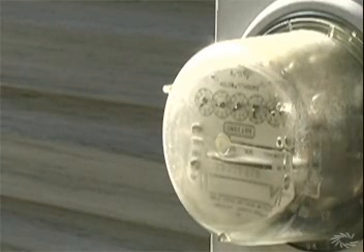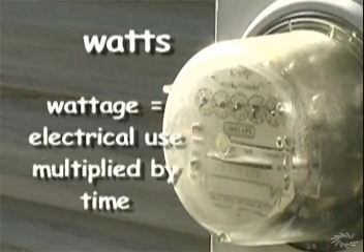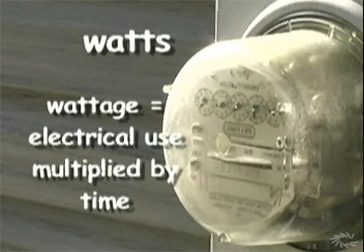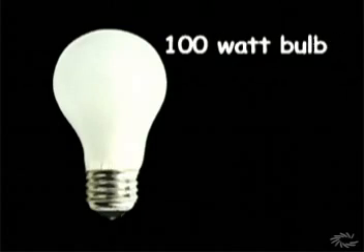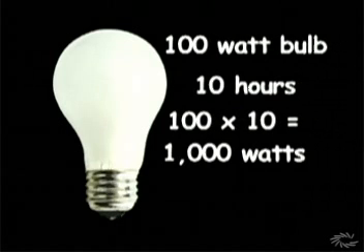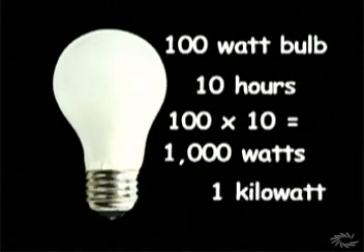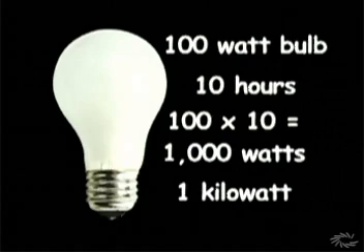The amount of electrical energy used in a certain amount of time is measured in what is called watts. Wattage is the measure of electrical use multiplied by time. So a 100-watt bulb burning for 10 hours uses 1,000 watts of energy. 1,000 watts is called 1 kilowatt.